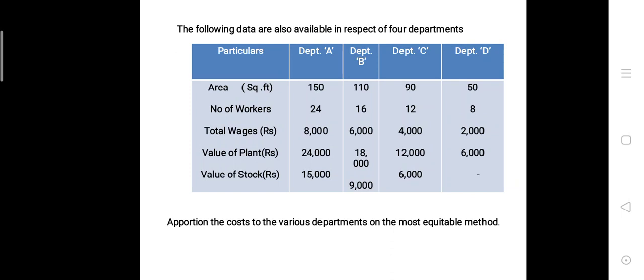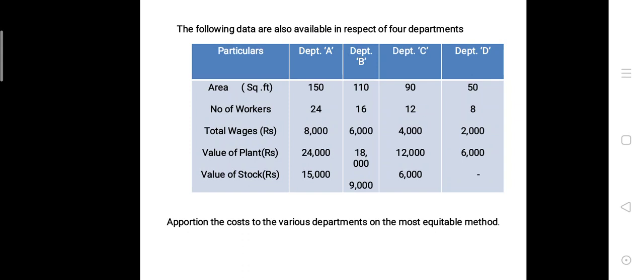Area in square feet, Department A 150, Department B 110, Department C 90, Department D 50. Number of workers for Department A 24, Department B 16, Department C 12, Department D 8. Total wages in rupees for Department A 8000, Department B 6000, for Department C 4000 and for Department D 2000.